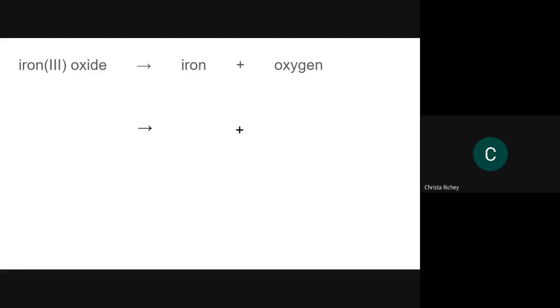Iron 3 oxide makes iron and oxygen. What's iron's symbol? Fe. What does the Roman numeral III mean? Positive 3. Oxide is oxygen. What is its charge always? Negative 2. Is iron one of the 7 special elements? No. So it's just Fe. Is oxygen one of the 7 elements? Yes. So it is O2.